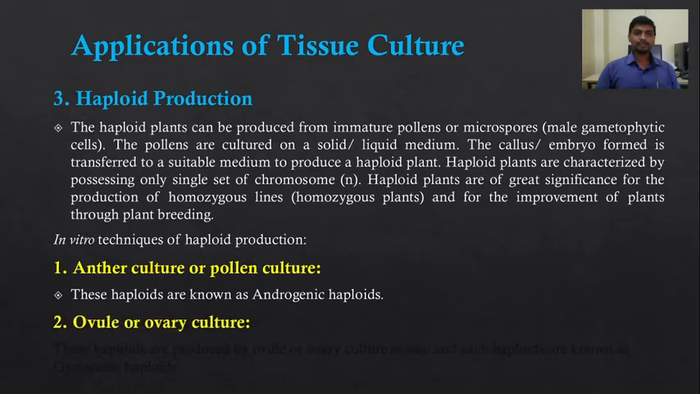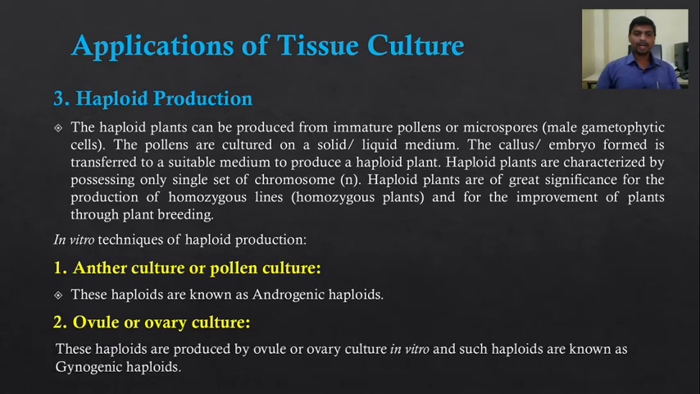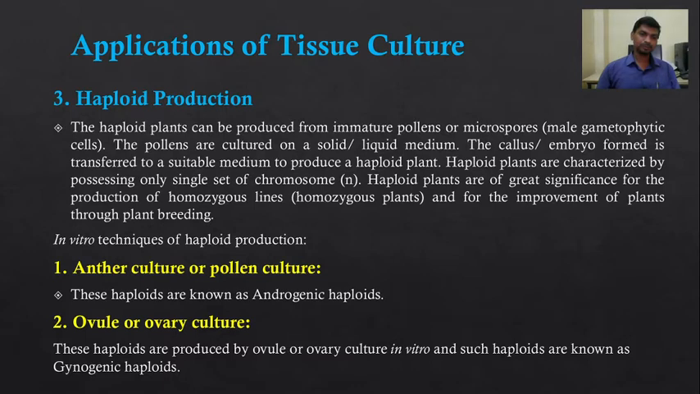The second way is ovule or ovary culture. These haploids are produced by ovule or ovary culture in vitro, and such haploids are known as gynogenic haploids. Ovule and ovary are part of the gynoecium. So the plantlets or haploids produced by ovule or ovary culture in vitro are known as gynogenic haploids. Androgenic haploids are obtained by anther or pollen culture, while gynogenic haploids are produced by ovule or ovary culture.